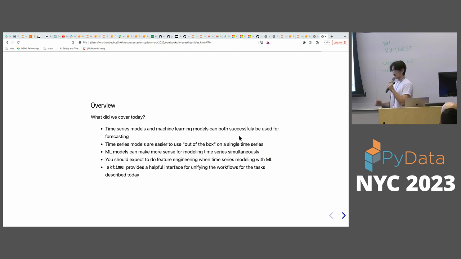Okay, so just to summarize, Jonathan talked about time series forecasting, the basics, some classical models, and we also talked about the interaction between these classical models and the newer ML models, when they're useful, when they're not. We also talked about how you can go ahead and implement some of these models.